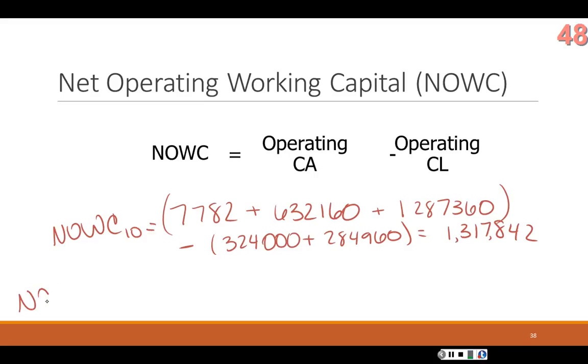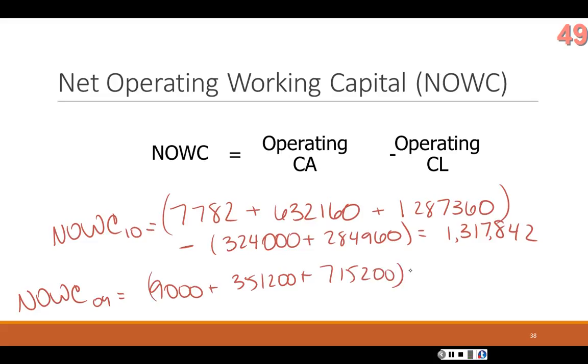So we can do the same thing for 2009. First we start with our cash, $9,000. Add to that accounts receivable, $351,200. And inventory, $715,200. And we deduct our operating current liabilities, which includes accounts payable of $145,600 and accruals of $136,000. And so that gives us net operating working capital in 2009 of $793,800.